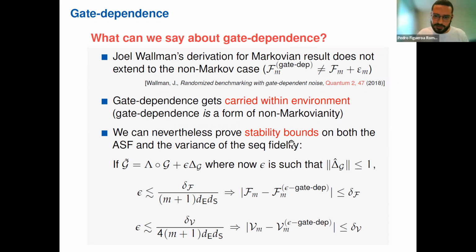But what we were able to show is that at least there are some stability bounds. So if you perturb just a tiny little bit with gate dependence, then the form of the non-Markovian sequence fidelity wouldn't change that much. Now, the other problem is how do you distinguish non-Markovianity and gate dependence? That is still an open question that we thought about, but we didn't really get much farther.